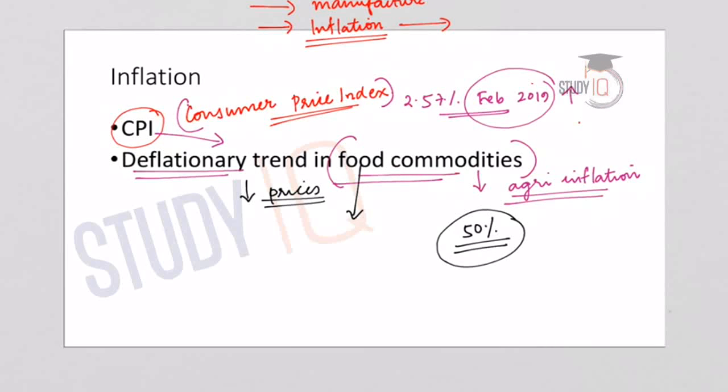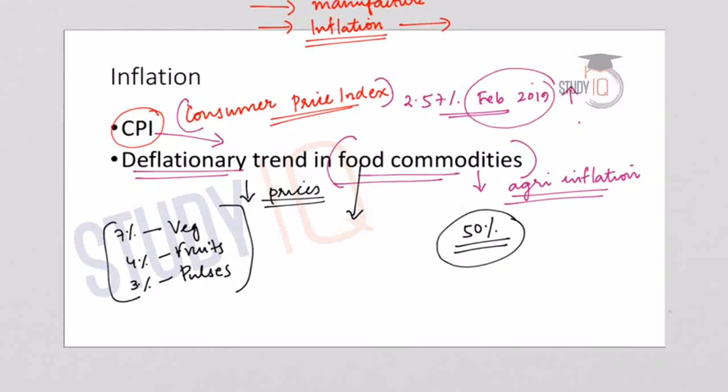For example, vegetables, fruits, pulses, etc. have posted negative rates of inflation, like 7% deflation for vegetables, 4% for fruits, and in case of pulses 3%. So we will analyze what are the benefits and the limitations of a deflation in the agricultural sector or food inflation.